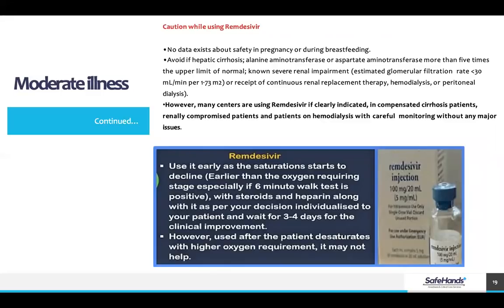So remdesivir is a vastly used drug now. Use it early, as the saturation starts declining, earlier than the oxygen requiring stage, especially if the 6 minute walk test is positive, along with steroids and heparin, as per your decision individualized to your patients. Wait for 3 to 4 days for clinical improvement. However, if used after the patient desaturates with a higher oxygen requirement, it may not be helpful. So remdesivir used in early stages is helpful compared to use after 1 week or later, or in patients in critical stage.